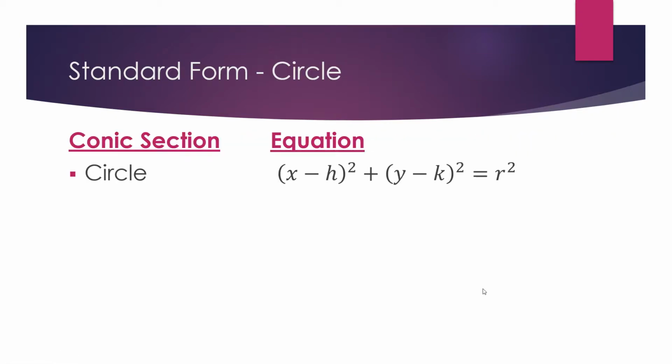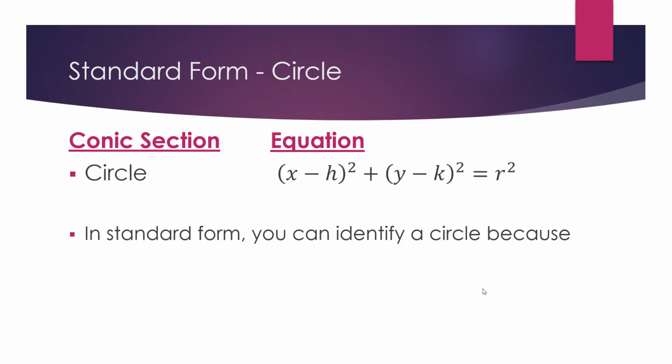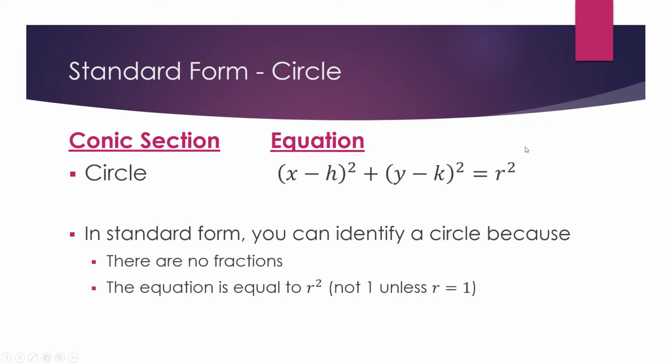For a circle, you'll know that it's a circle because there's no fractions. You have the equations equal to r squared. You could also say because the two terms are being added together, two square terms being added together and equal to r squared. Now, it is possible that it could equal 1 if the radius is 1, but in any other case, it would equal a number other than 1.